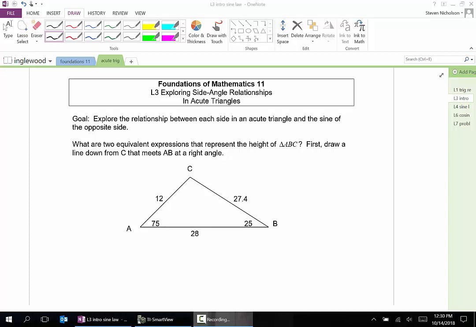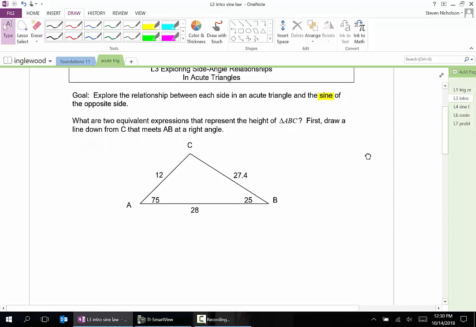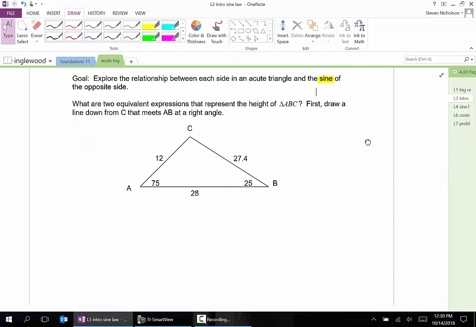Today's lesson is going to explore the relationship between each side in an acute triangle and the sine of the opposite side. So sine is going to be really important today and next lesson as well. So we want to see what I mean by that, and what we're going to have to do is break this acute triangle into two nice right triangles.